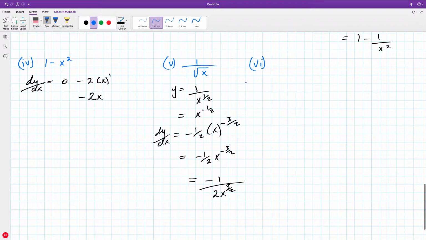This answer right here is completely acceptable as well. I'm just trying to make it look a bit nicer. x to the power of 4 minus 2 over x squared.